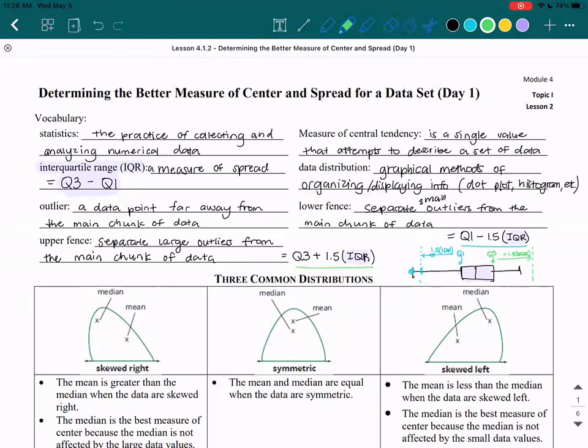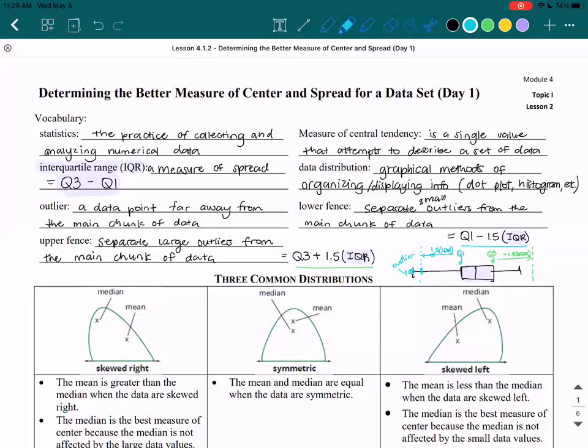But we're going to do the actual calculations later on. But this was hopefully a slight visual to show you that the lower fence and the upper fence show you where the outliers are. So this one would be an outlier simply because it's outside of your fences.